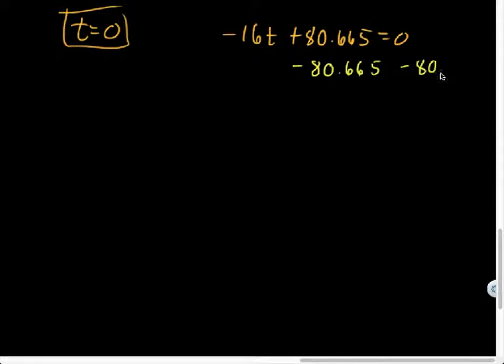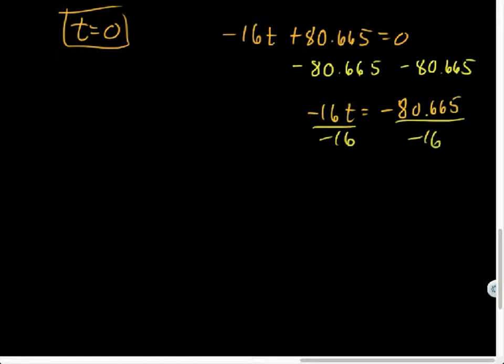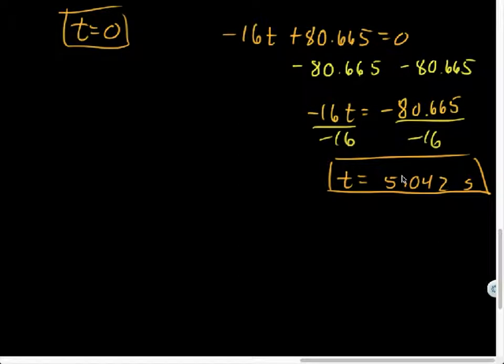So we'll subtract 80.665 from both sides. Negative 16t is equal to negative 80.665. Divide both sides by negative 16. Good. Negative over negative is going to be a positive, so I'm at least not in negative time. That would be unusual. So 80.665 divided by 16, I get 5.042 seconds. So it turns out that the ball would land 5.042 seconds after the kick.